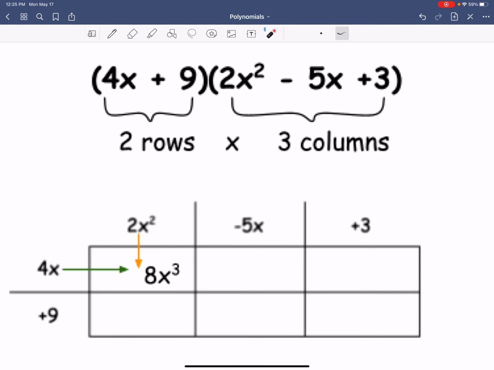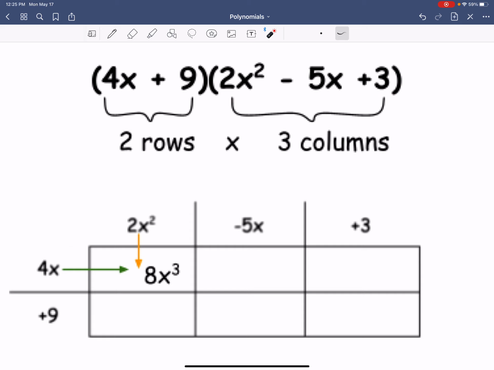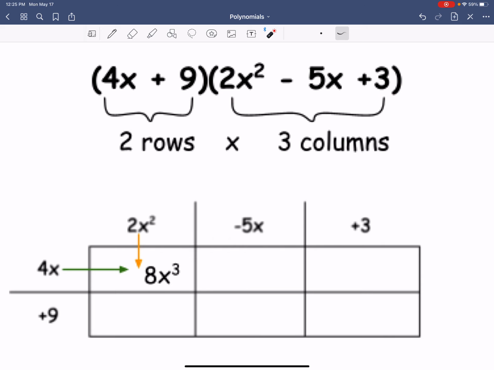Now you can see where I've already taken our 2 terms here and placed them as the rows on our box. Then I've taken the 3 terms from this polynomial and made them the 3 columns at the top of the box. So we have 2 rows by 3 columns. Now what we're going to do is multiply within each box. So you can see I have a couple of arrows here.